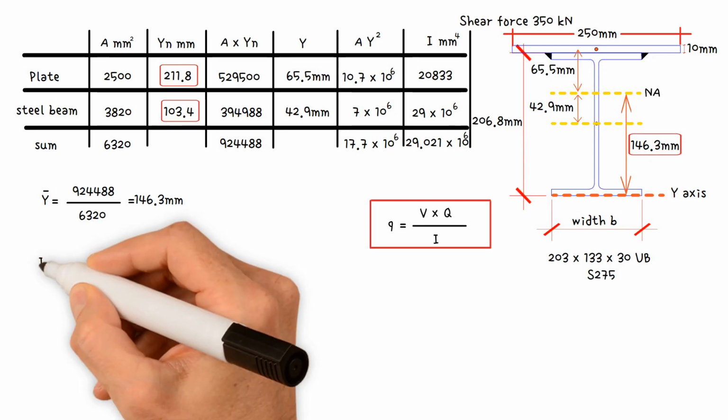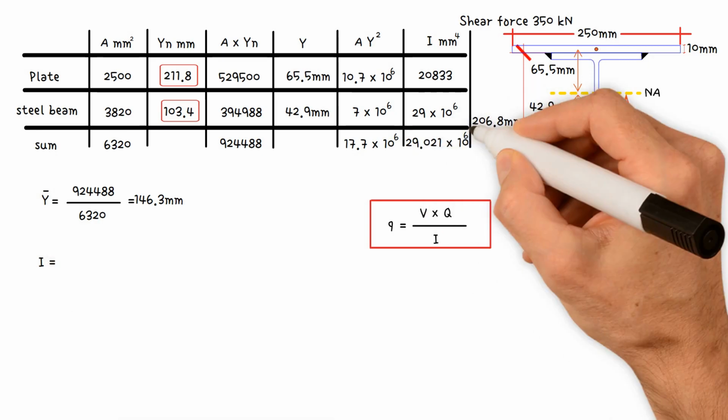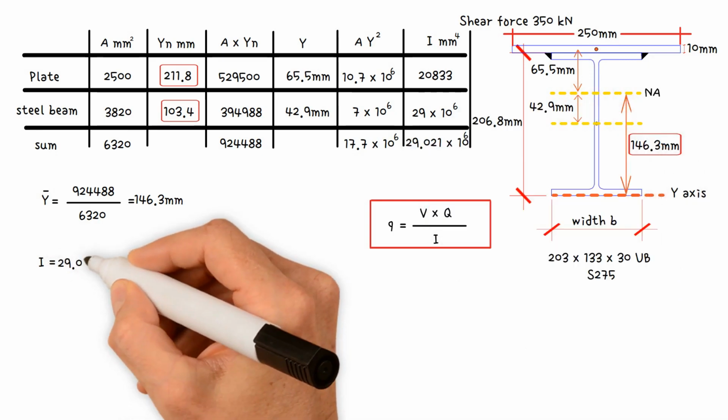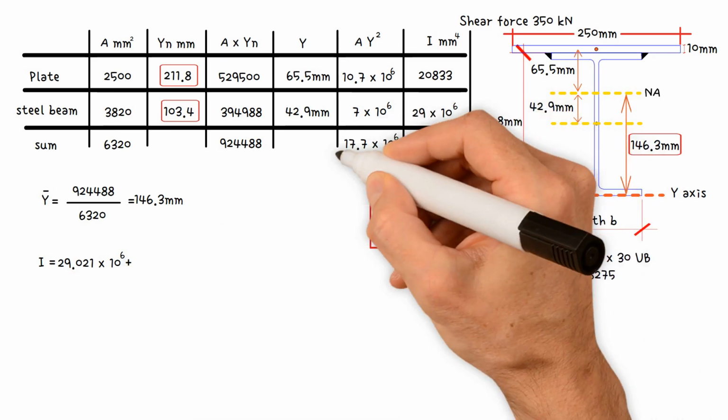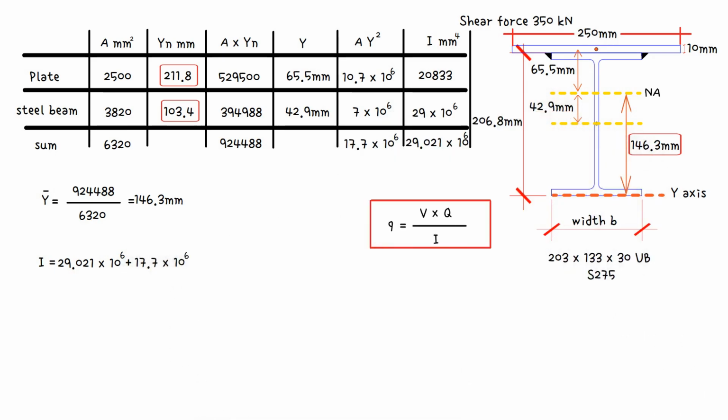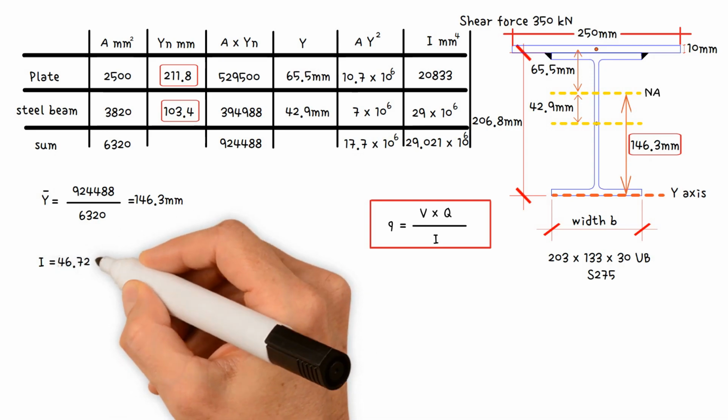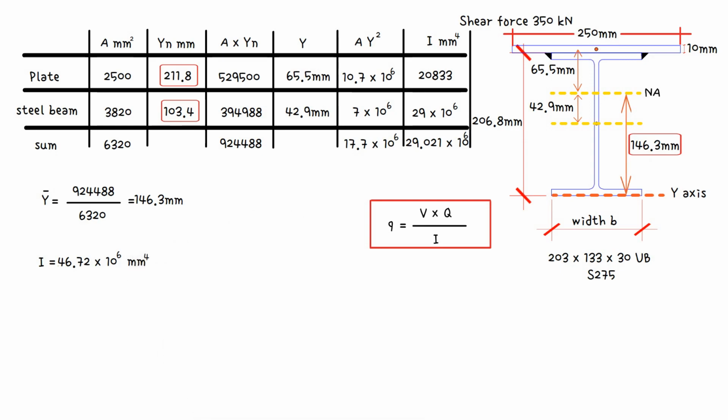Therefore, the moment of inertia about neutral axis equals total moment of inertia 29.021 by 10 to 6 plus total AY squared 17.7 by 10 to 6. This gives us a value of 46.72 times 10 to 6 mm to 4. So, now we should be able to work out the shear flow and determine the required fillet weld.